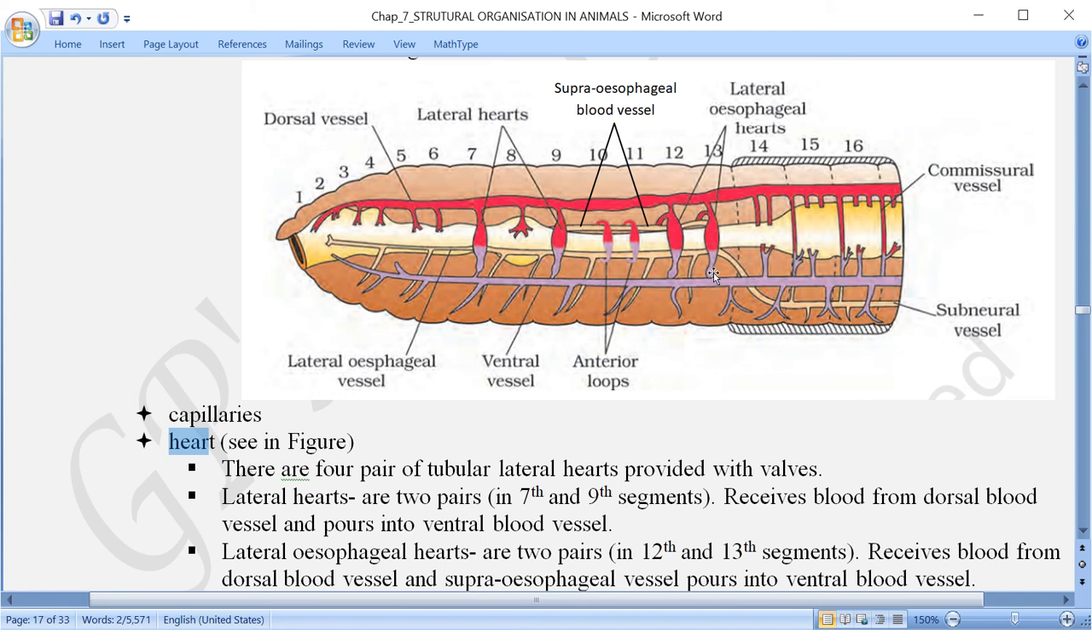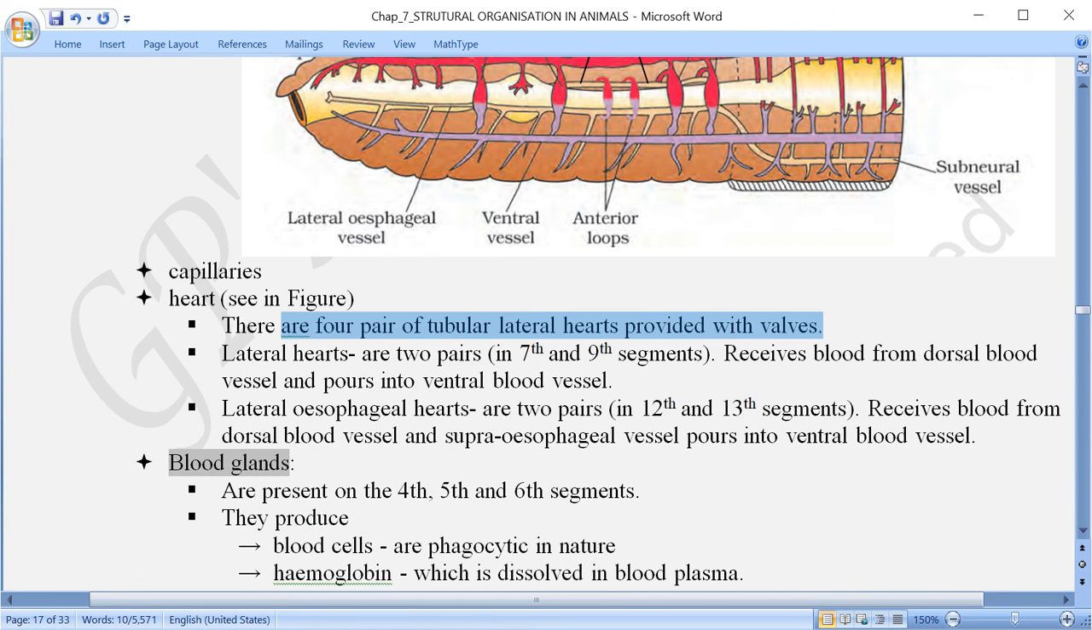So that means we can say over here that there are 4 pair of hearts. 4 pair of lateral hearts are there. थोड़ा सा नाम में डिफरेंस है. लेटरल हार्ट्स यहाँ बोल रहे हैं और यहाँ पर क्या बोल रहे हैं, लेटरल ईसोफेजियल हार्ट. There are 4 pairs of tubular lateral hearts which are provided with valves. मतलब ये हार्ट्स में क्या चीज है, valves are present so that it can control the back flow. You understand, you have learned in the earlier class also.